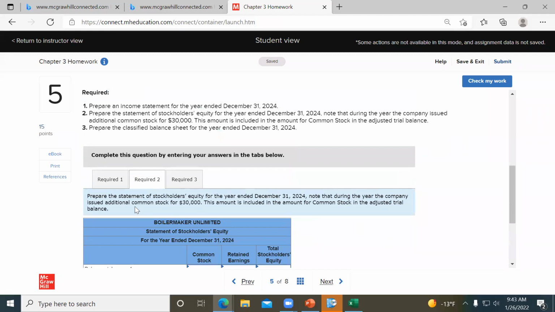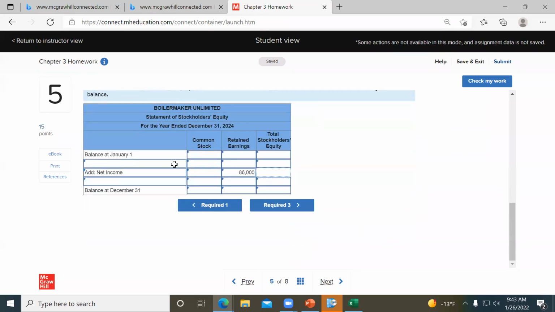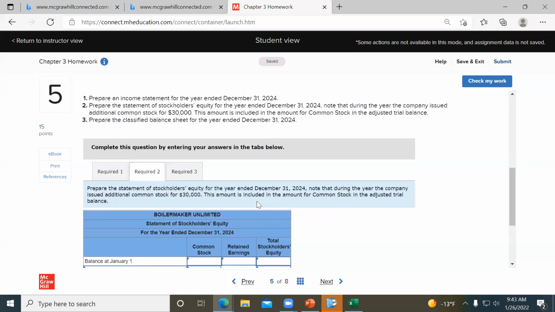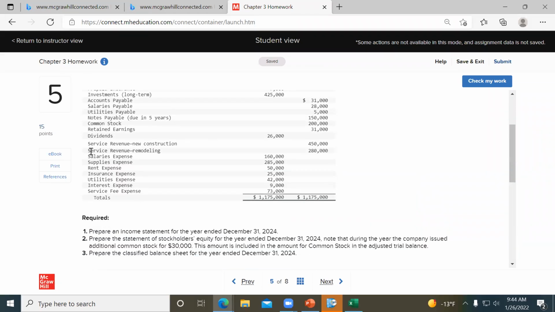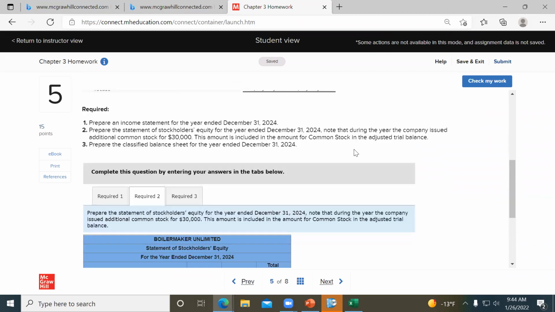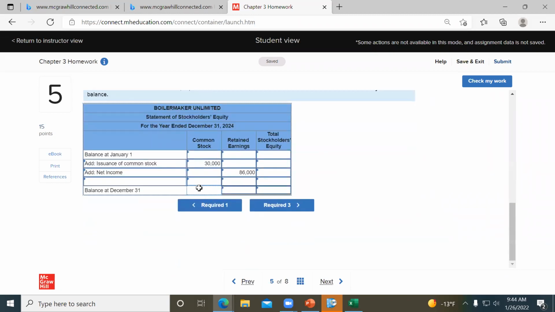Note that during the year, the company issued additional common stock for $30,000, right? And this amount is included in the amount of common stock in the adjusted trial balance. So this common stock of $200,000 should be our ending number, okay? Which means our beginning number here is 170,000. Got it?